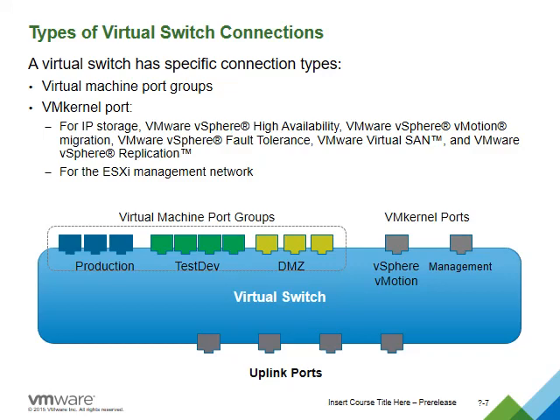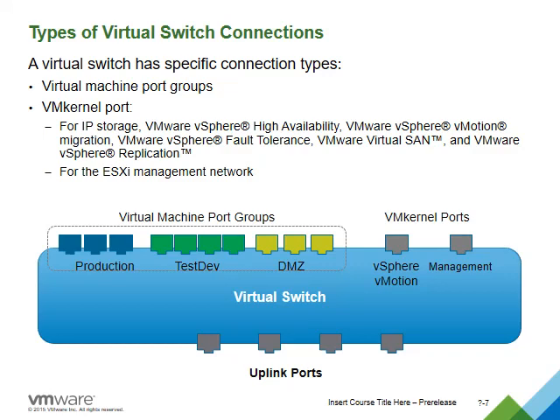Types of virtual switch connections. A virtual switch has 2 main connection types to host and virtual machines. They can connect virtual machines to the physical network, and they connect VM kernel services to the physical network. A VM kernel service is the IP storage, such as NFS or iSCSI, or VMware vMotion, which allows you to migrate machines across the network, or management network to the ESXi host. So a VM kernel allows operations of the ESXi client over that.